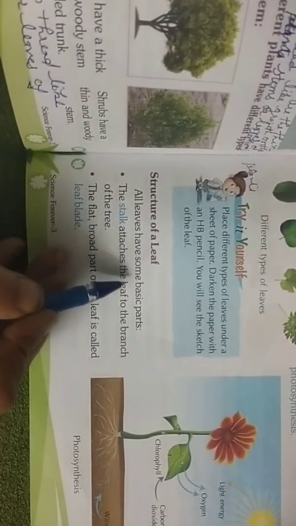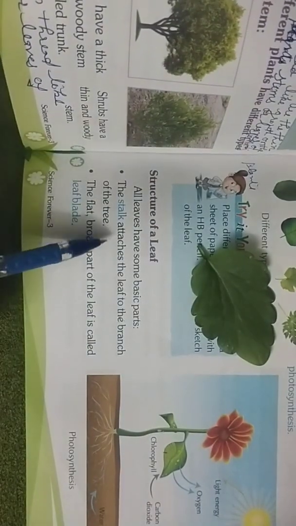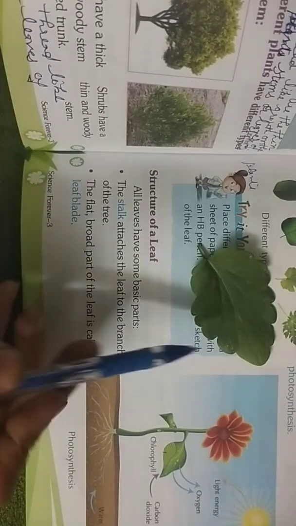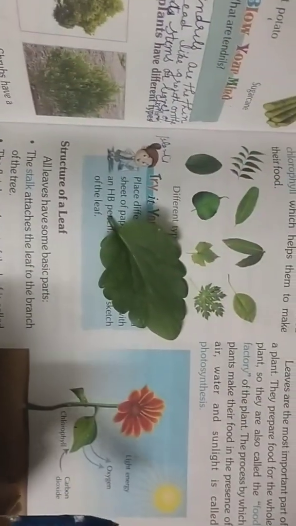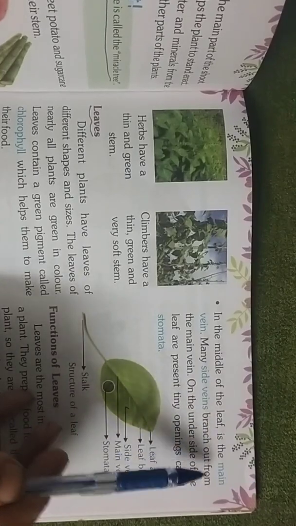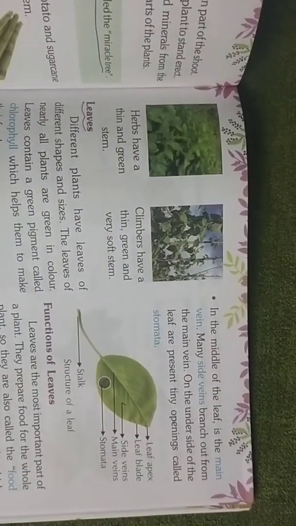Now we'll do structure of a leaf. All leaves have some basic parts. The stalk attaches the leaf to the branch of the tree. Look here, this is the stalk. The flat, broad part of the leaf is called leaf blade. In the middle of the leaf is the main vein. Many side veins branch out from the main vein.